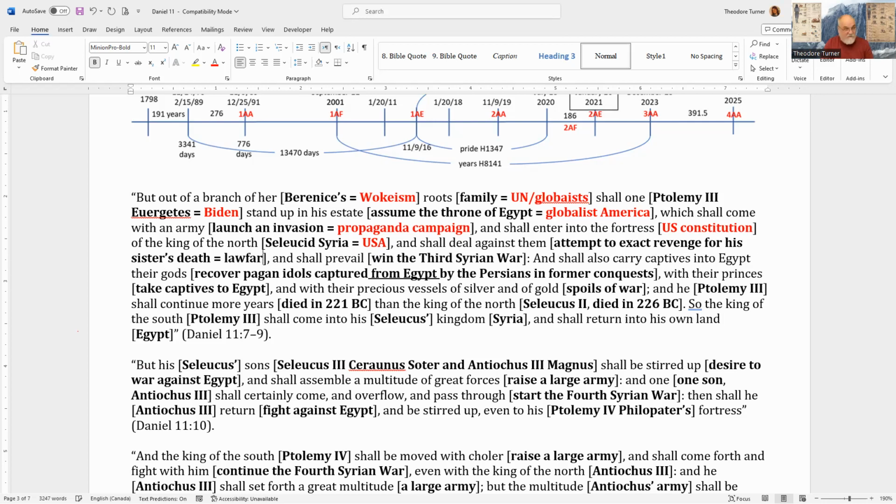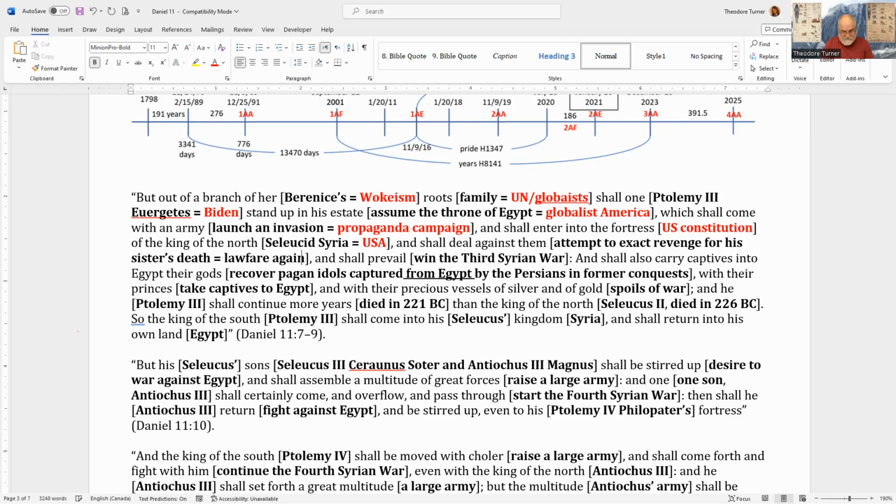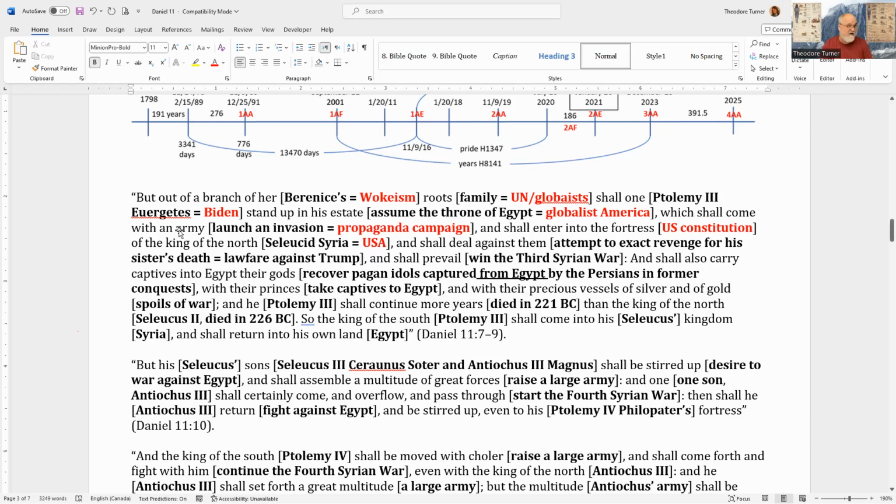But we would just say, we'll call it lawfare against Trump. We'll just put it there for now. Not warfare, but lawfare. Okay. And shall prevail. So what this says is that they're going to be victorious, if that's the case. So if what we're doing here is the case, and we're making this parallel, they would win against Trump.